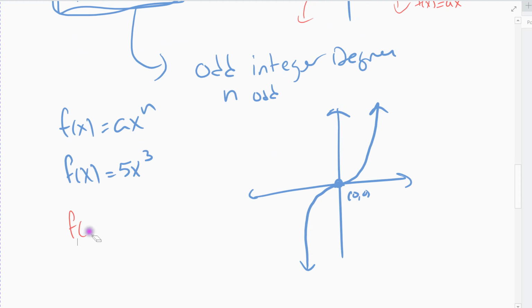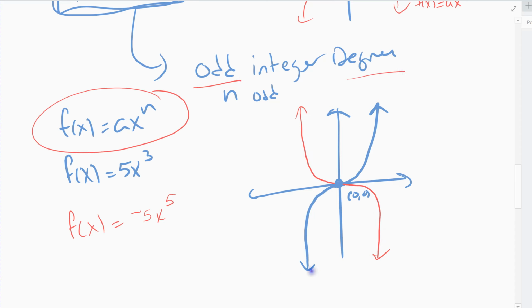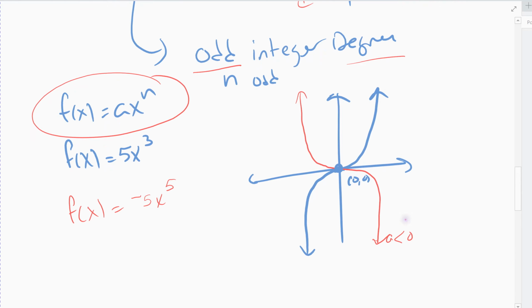If you graph, suppose, negative 5x to the 5th, odd degree, it still has an S shape, but it's just on the other side. So if it's an odd degree, they have this S shape. If this is an odd integer degree, it's a polynomial type, so the end behavior is shooting off to opposite infinities. The red case is when my a is negative. The blue case is when my a is positive. So it follows the same properties as the polynomials. They're just simpler because they're a single term polynomial.